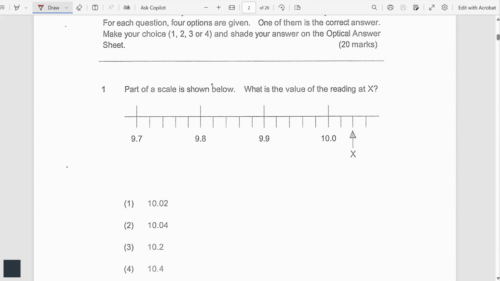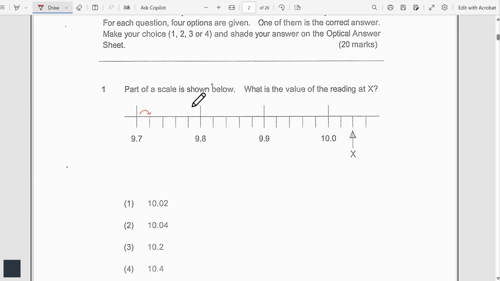As you can see, the first number we have is 9.7, followed by 9.8, 9.9, 10.0. So the number that we have at X has to be 10 point something. What is one interval? Let's look at the very first interval, between 9.7 and 9.8. That's a 0.1. So there are 5 intervals between. You do not count the lines, but instead count the intervals. There are actually 5 intervals here.